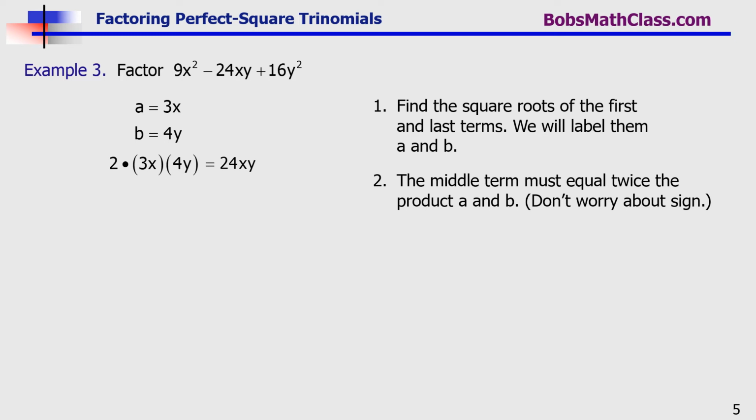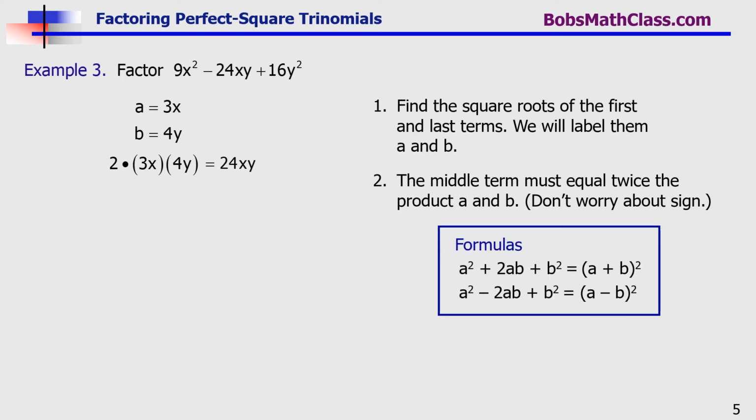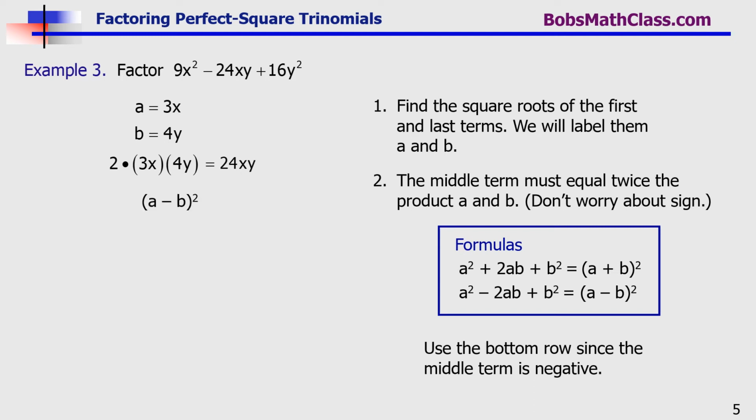So that means we could use our formula. Which row are we going to use, the top row or the bottom row? Right, the bottom row. We're going to use the bottom row since the middle term is negative. So the bottom row says the answer is a minus b squared. So I'm writing down a minus b squared and then replace the a with 3x and the b with 4y.